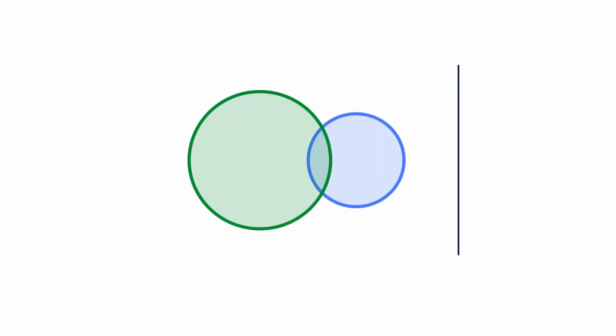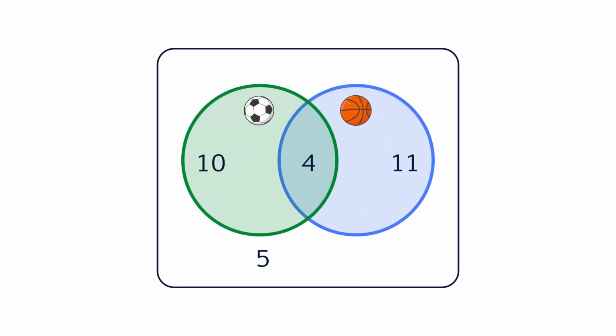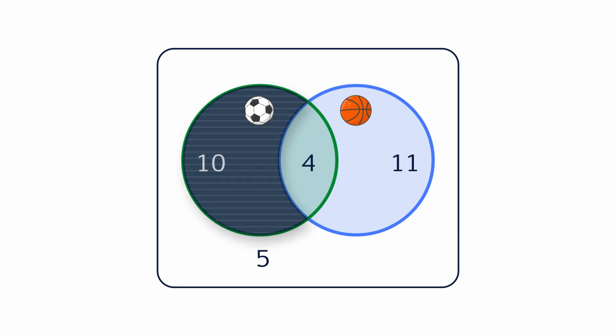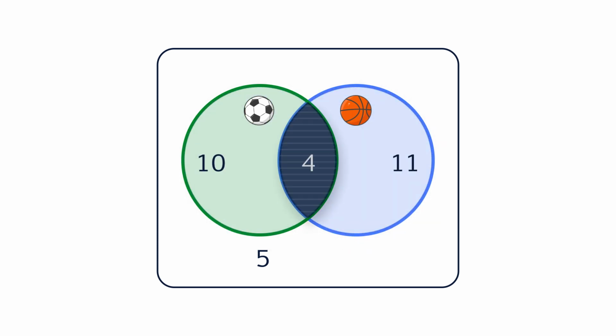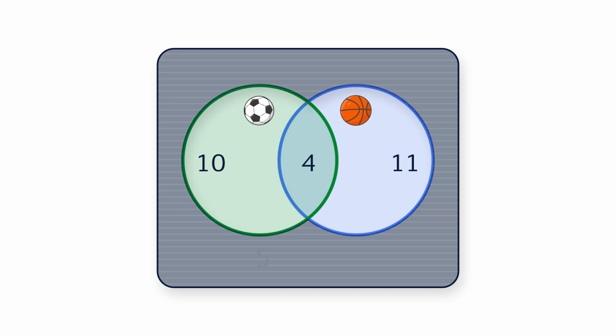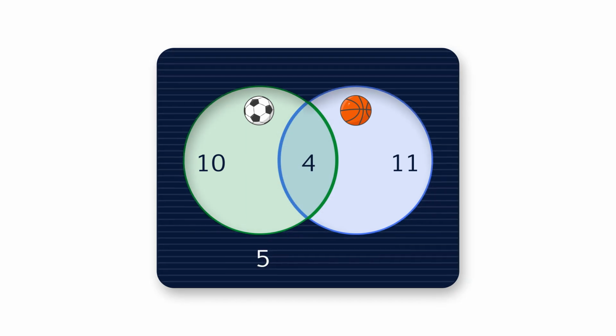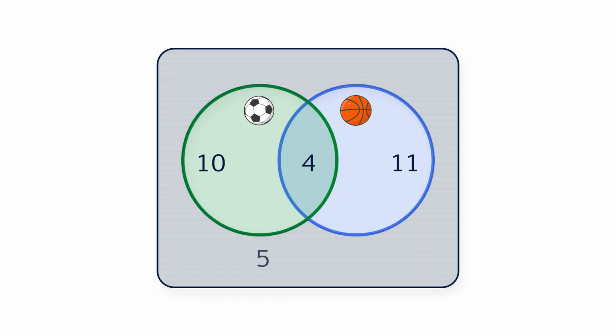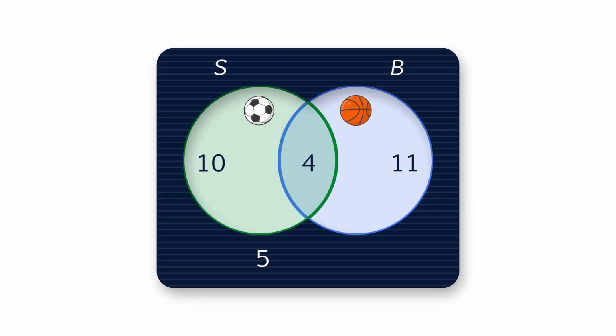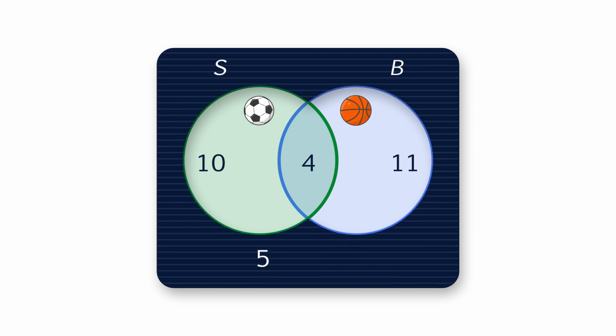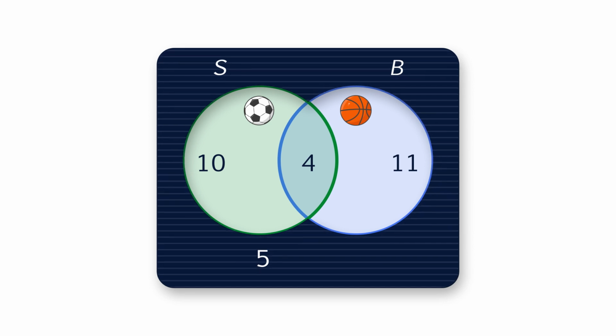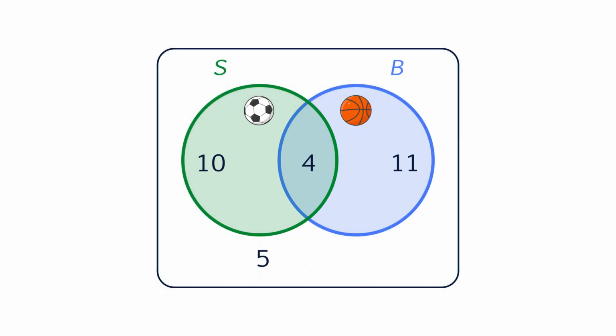This Venn diagram is an overview of which of your classmates play only soccer, only basketball, both soccer and basketball, or neither of these two sports. You name the event of soccer players S and the event of basketball players B. Be sure to notice that in addition to the numbers inside the circles, there is a 5 outside. The 5 represents the classmates that don't play either of these two sports.